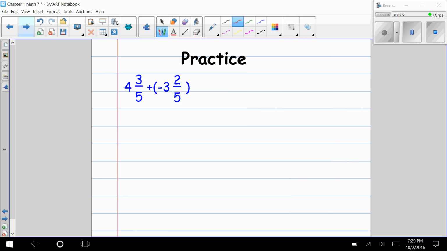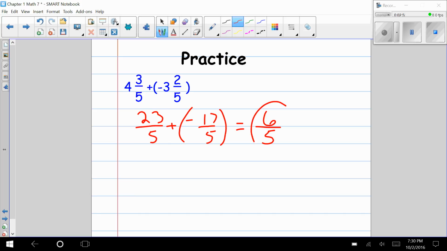Let's try this one. These two numbers have the same denominator, so that cuts out one of our steps for us. Let's first turn them into improper fractions. 4 3/5 becomes 23/5 plus 3 2/5 becomes 17/5, and that is negative. So now I have a 23 and a negative 17. There are more positives than negatives, so my answer will be positive. And I take 23 minus 17, which is 6. And my denominator stays the same, 6/5.